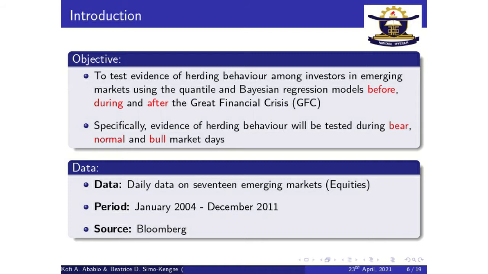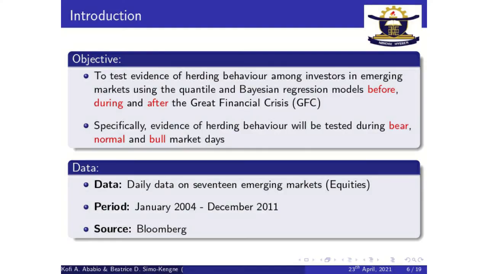When we say bear market day, the market portfolio returns are very low, and when we say bull market days, the market portfolio returns are extremely high, and the normal are ordinary returns in the market. Now, for data, we used daily data on 17 emerging equity markets, and the period that we considered was January 2004 to December 2011. We got this data from Bloomberg.